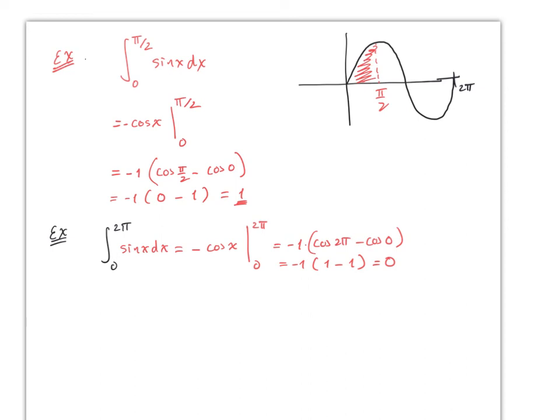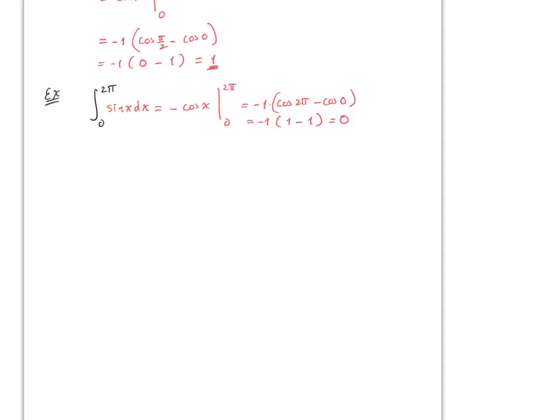This area and these are exactly the same, but this is positive, this is negative, so they cancel each other out, and the answer is 0, which makes sense. Right, let's try one more like this.